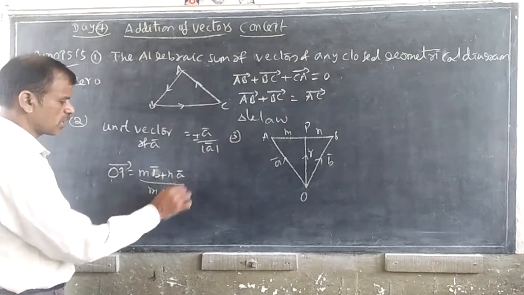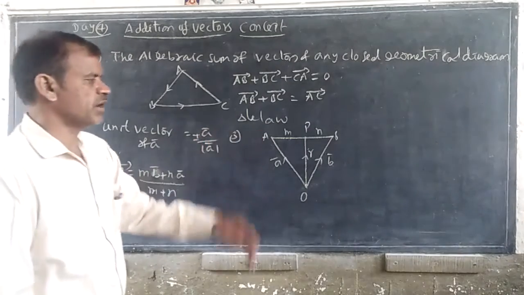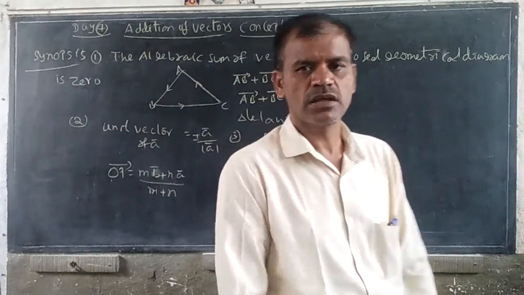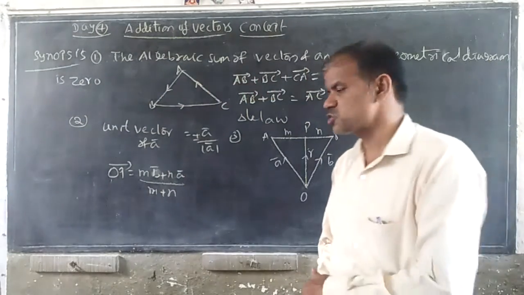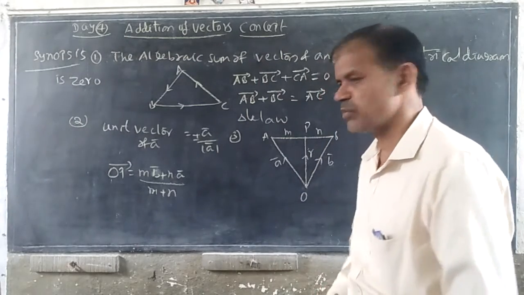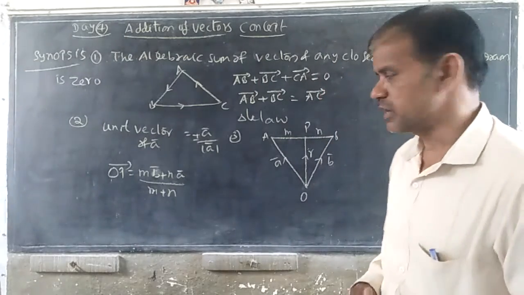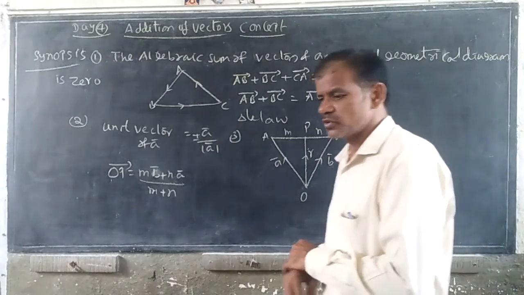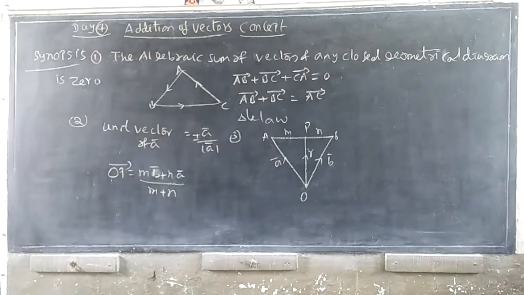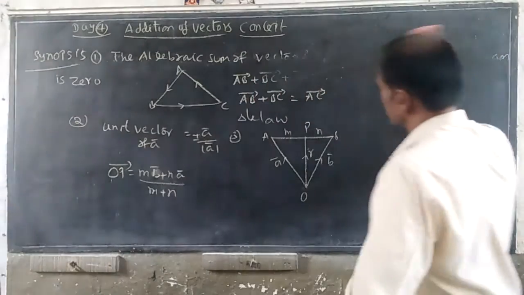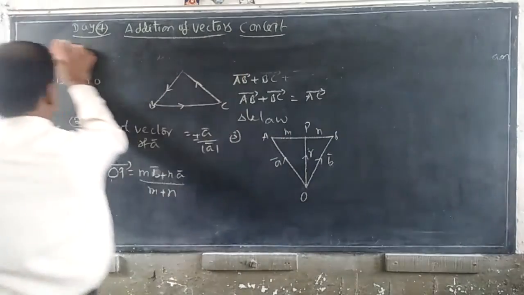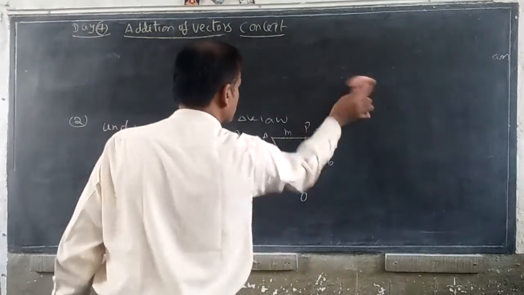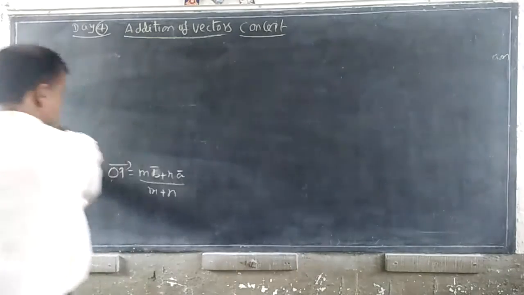This is the section formula. Whenever P divides AB in the ratio m is to n internally. If P divides m is to n externally, then the formula is OP bar is equal to (m B bar minus n A bar) by (m minus n). According to geometry also we can say that. Of course, parallelogram law we know, and we have already discussed right-handed orthogonal unit vectors, everything. Just see the notes of IPE, whatever we have discussed in previous classes.